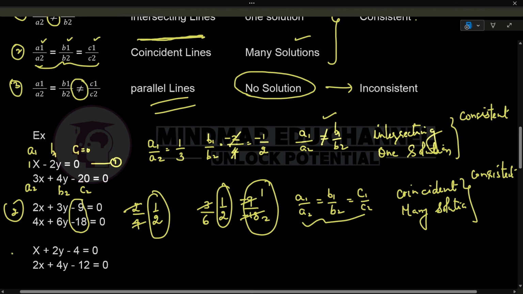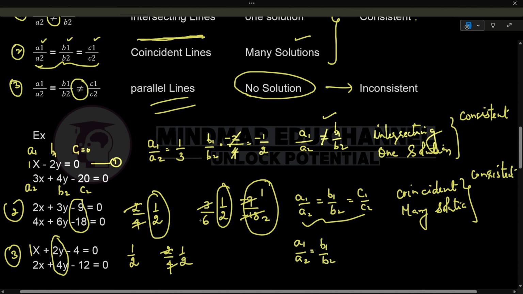Now let's check the third example. Now compare A1 upon A2. There's no numerical value given for A1, so it is 1. So 1 over 2. Let's check B1 over B2. It's 2 over 4. Let's reduce it and we will get 1 over 2. So see, A1 upon A2 is equal to B1 upon B2.